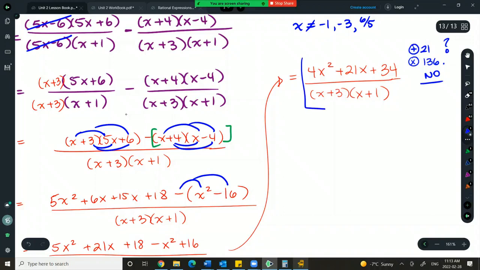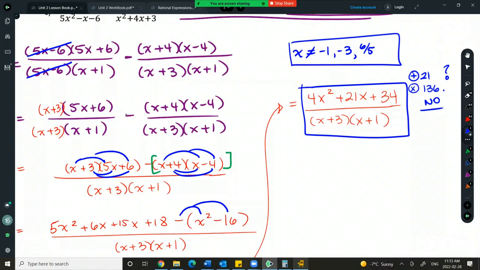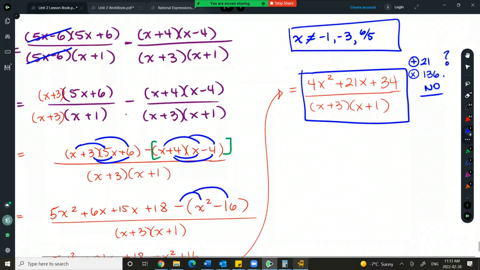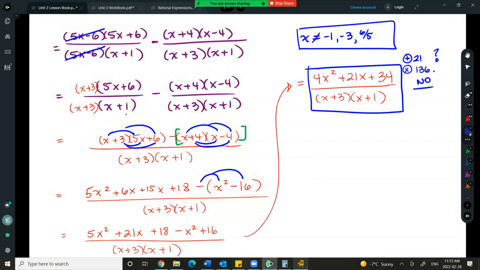And that means that we can actually just leave it. We'll just leave it like this. And these are our restrictions. Okay, so we don't have to do any final steps of factoring or common factoring or anything like that here.